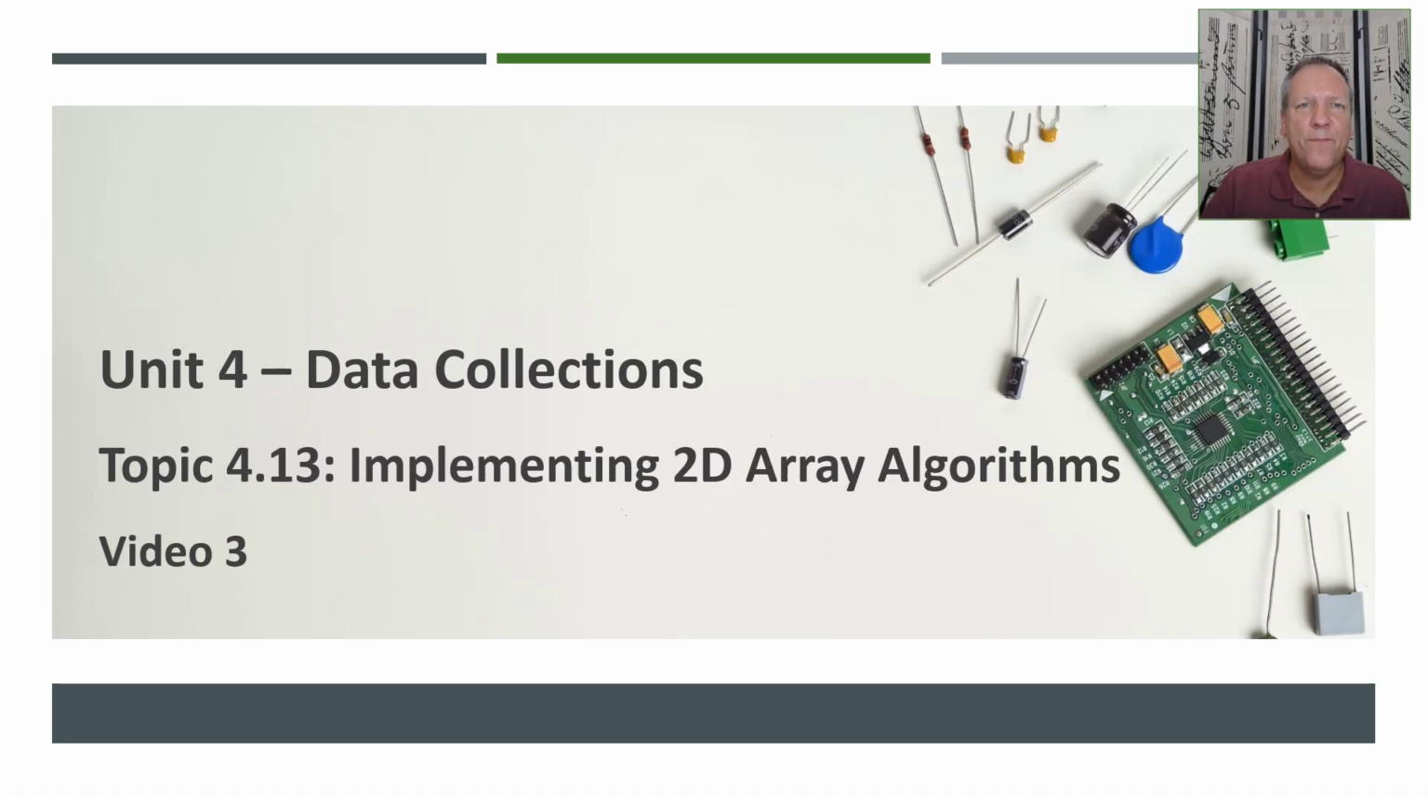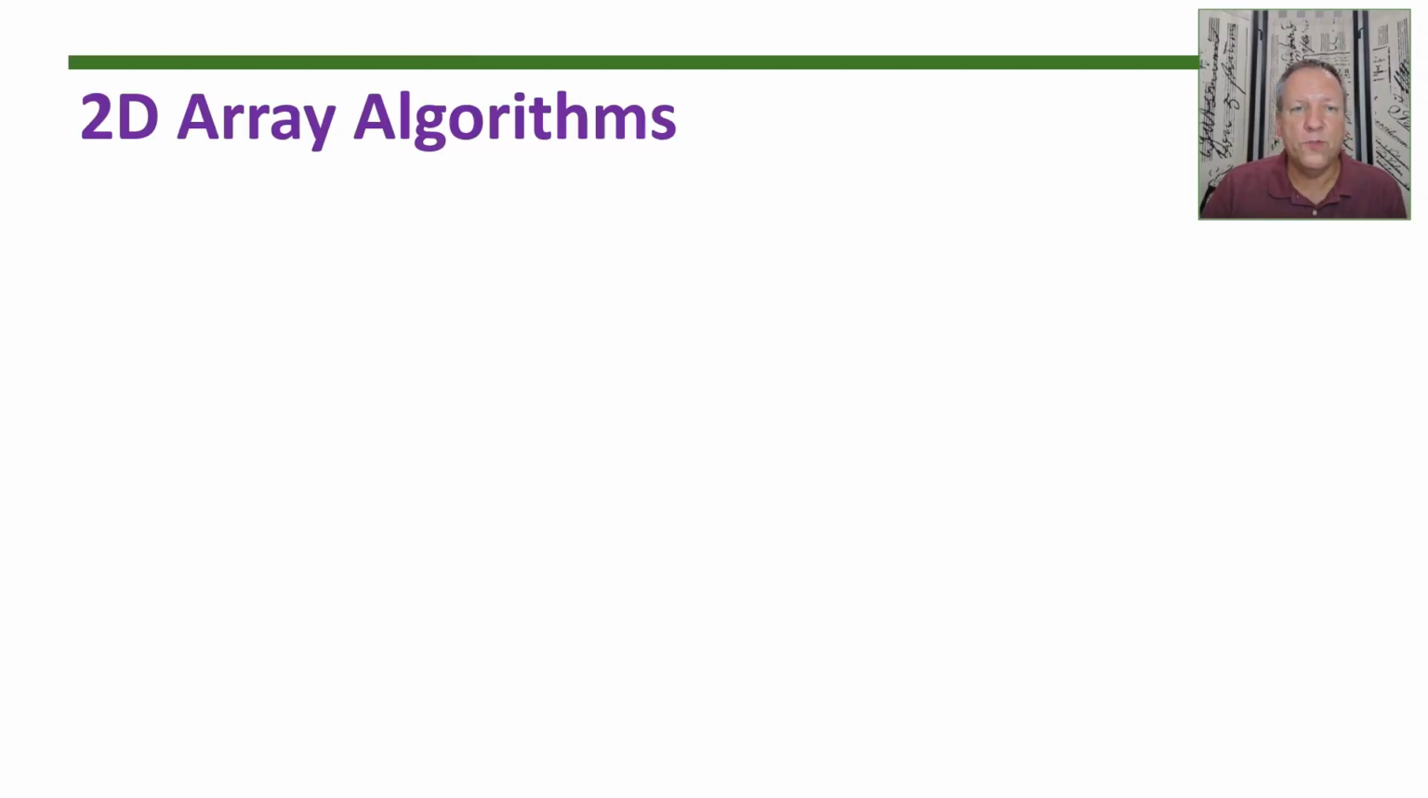My name is Tim Gallagher, and today we are going to be discussing AP Computer Science A topic 4.13, implementing 2D array algorithms. And in this third video, we'll develop code for standard and original algorithms that involve 2D arrays and determine the result of these algorithms. Specifically, we're going to focus on these three algorithms.